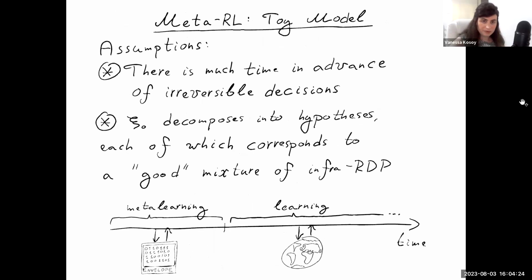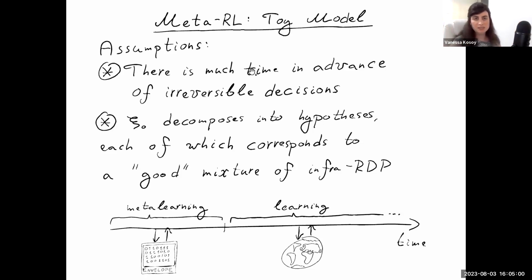So, okay, what is its bias? Now we have a toy model. To simplify things, we make some very toyish assumptions that will help us understand what's going on. The first assumption is that there is a lot of time in advance of irreversible decisions. Before I start making irreversible decisions, I have a lot of time to sit and think, like some kind of Greek philosopher who just sits in their room and thinks about the Platonic realms, runs programs on a computer, or whatever.